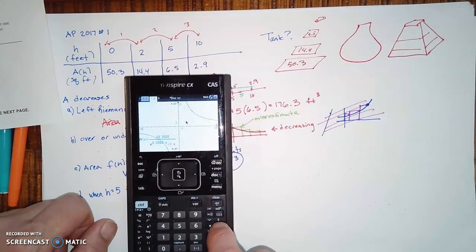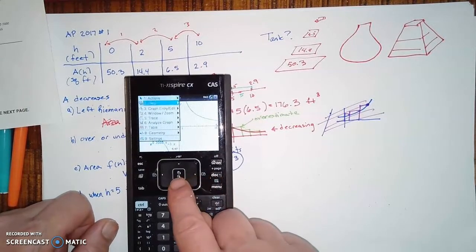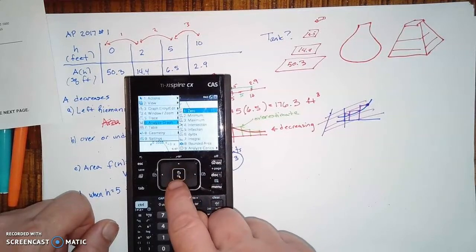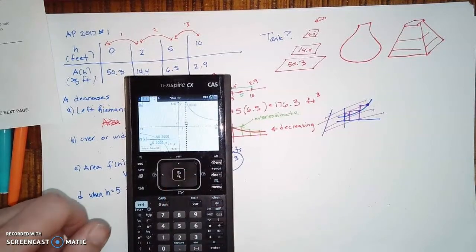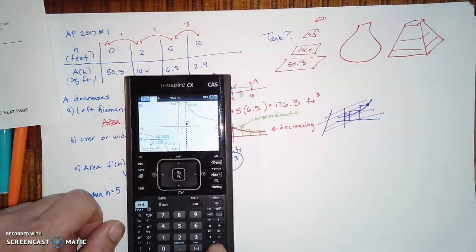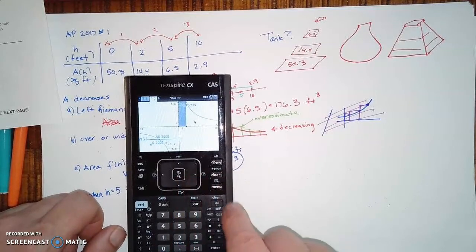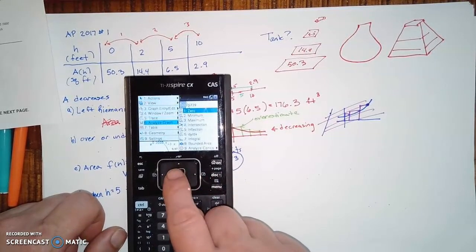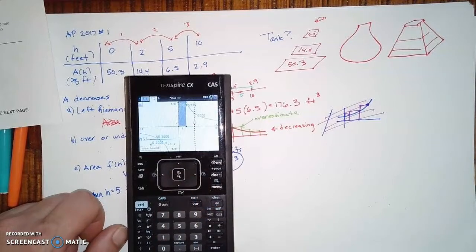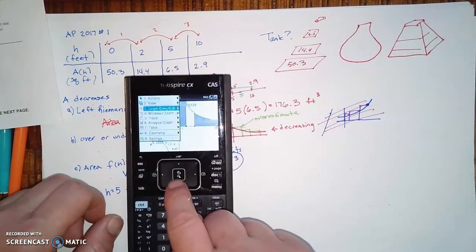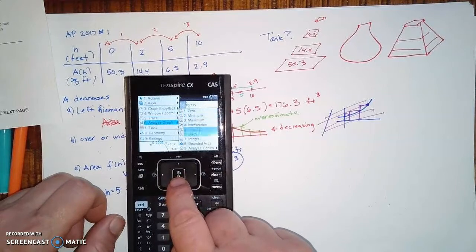Watch this. So if I go menu, analyze graph, if I want to find the integral, lower bound, it asks me where to start, I would type in 0 and hit enter. And if it asks me where to end, I'm going to type in 10. Oh, menu, I'll do it again. Analyze graph, integral. Now it wants the upper bound, 10. Why did it do that? Menu, analyze graph, integral.